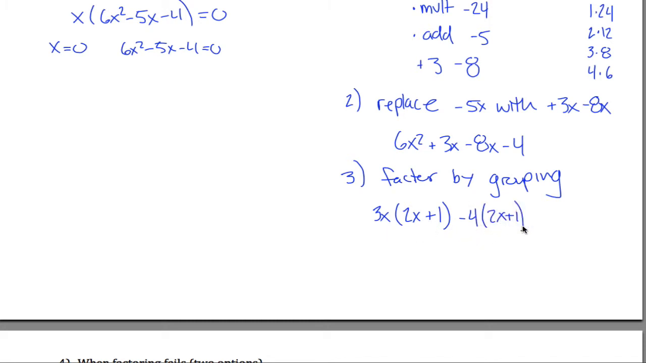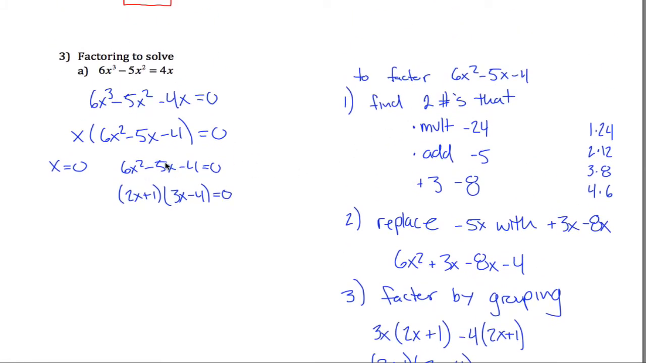What I now have are two terms that both have a 2x plus 1 in them. If you pull out that 2x plus 1, this is gone and this is gone. Now what you have left is 3x minus 4. All that work just so I can write right here 2x plus 1 times 3x minus 4 equals 0. All this work on the side was just to factor this out because I want to factor to solve this.